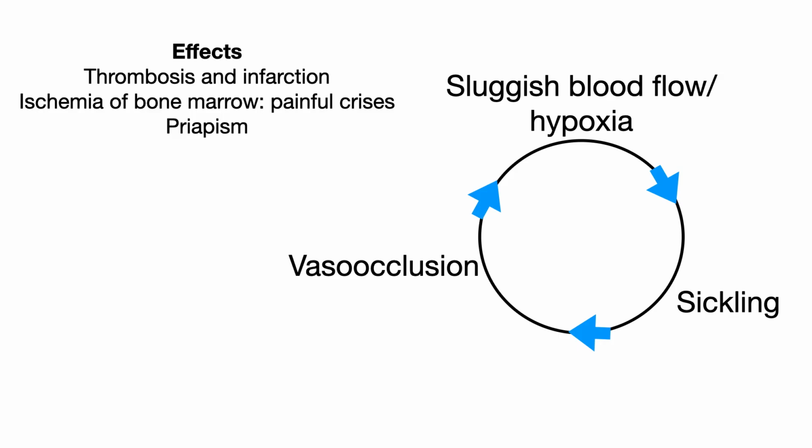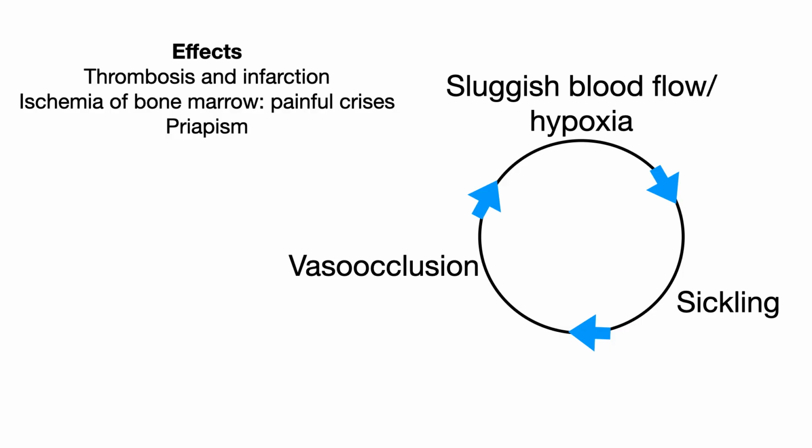So some of the effects of this, you can imagine with those sickled cells, with sludging in the vessels, it's going to block the vessels, which can lead to thrombosis and infarction. You can get ischemia of the bone marrow and very painful crises. I remember when I was in medical school, we had a lot of patients who had sickle cell anemia who came in repeatedly, had to have treatment for pain, and it can also contribute to priapism.